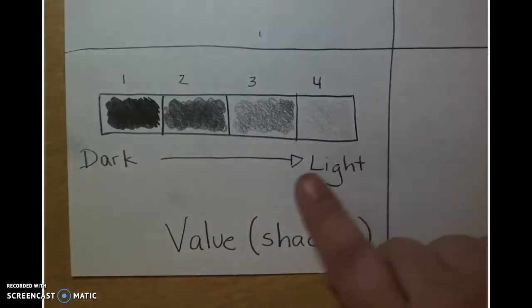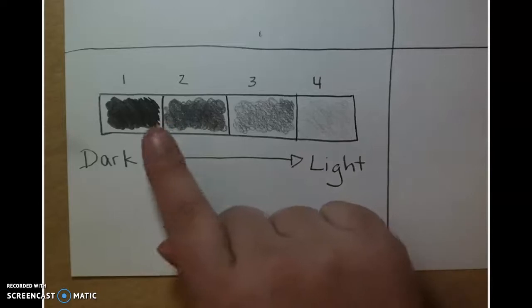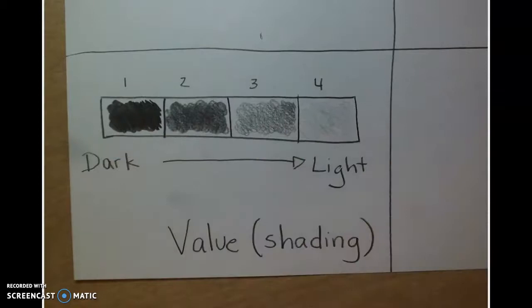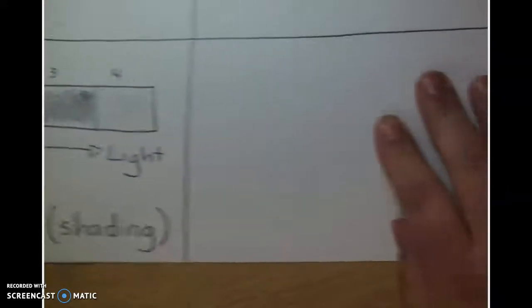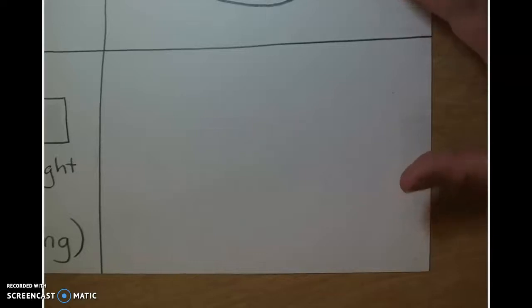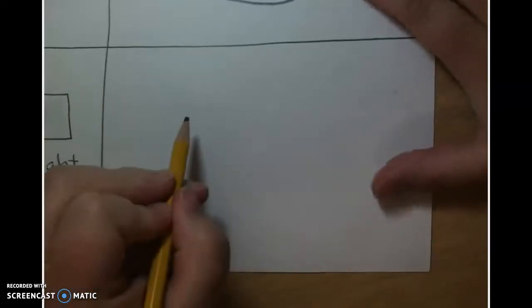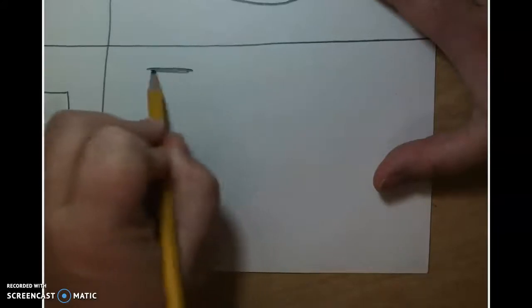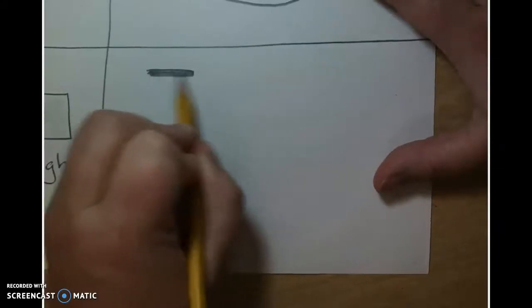Now, when I've created this value scale, I can definitely see the differences in the different values. But there's also another way that we need to practice our value. And we're going to go over to this box now. Remember, if I'm going too fast for you, you can always pause. And we're going to be doing a gradual change. Watch what I mean. I start at the top, and I'm pressing as hard as I can.